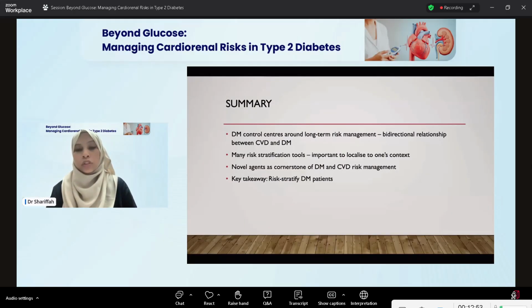So these would include your GLP-1 agonists and also the SGLT2 inhibitors, depending on the outcomes that we want to achieve, whether it's kidney progression, hospitalization from heart failure, and things like that. So the key takeaway here is to risk stratify our diabetes patients. Always use, as much as possible, we try to use the risk stratification tools when we diagnose somebody with diabetes or when we follow up our patients with diabetes.